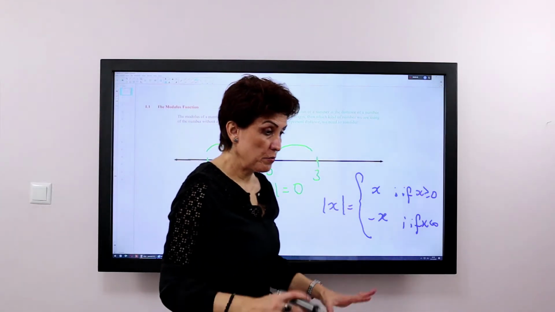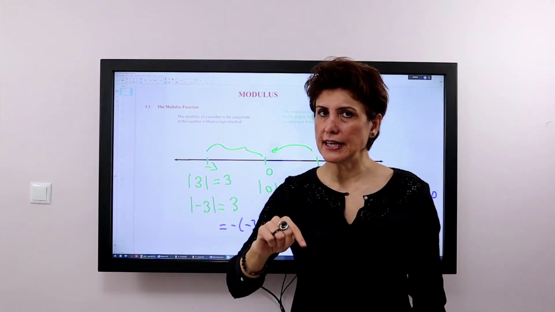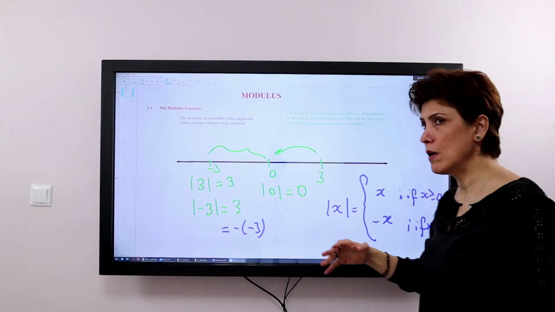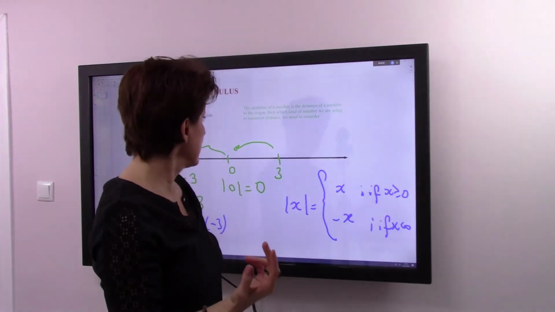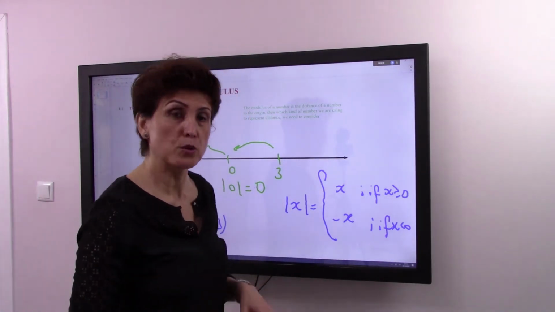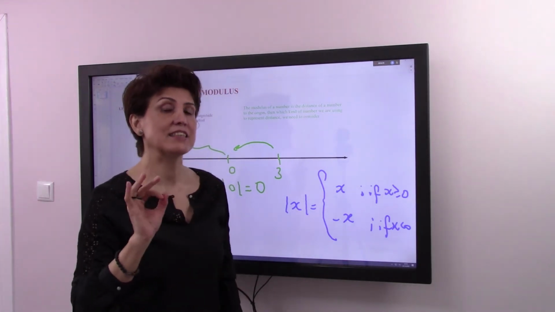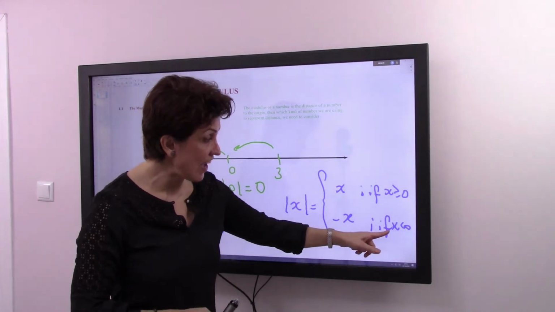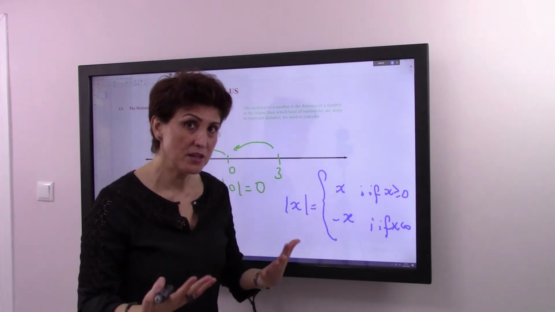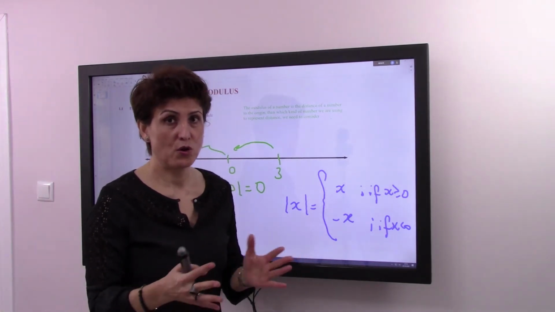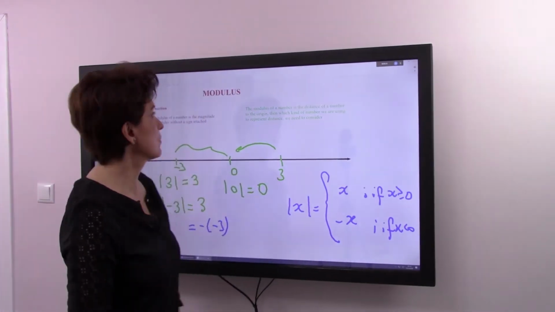Dear students, modulus can never be equal to a negative number. When I wrote this, some of our students got mixed up. They said, teacher, you said a modulus can't be equal to a negative number, but you wrote negative x here. Dear students, negative x is not a negative number. Why is that? Because if x is less than 0, negative x is a positive number. So, everything is so obvious, everything is so clear. I hope you understood. Okay?